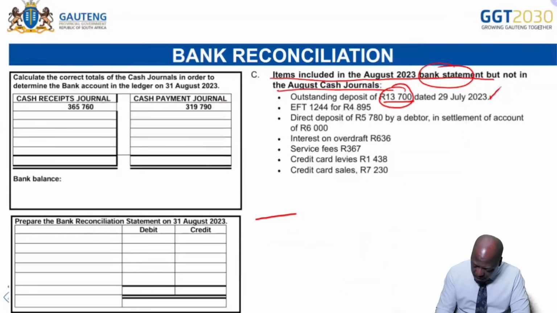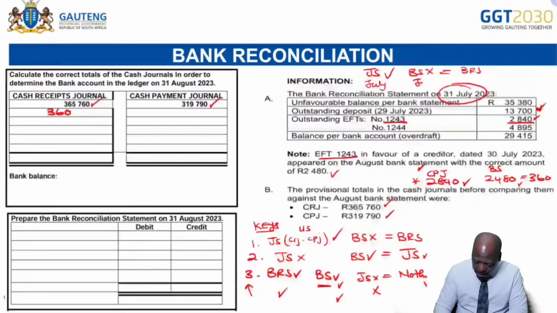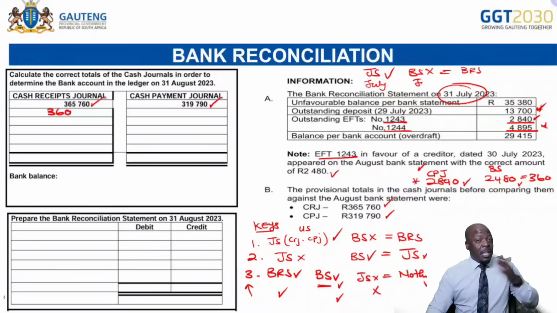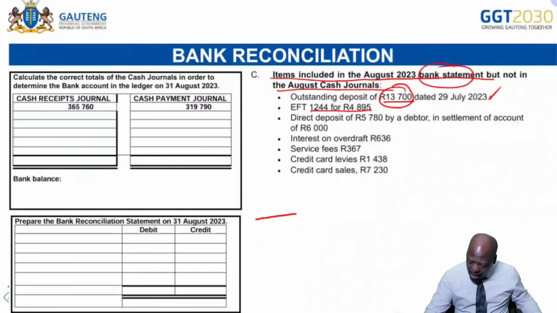The next one is EFT 1244444895. Let's see if we have that again. Here is that EFT 1244444895. So that EFT was in the previous BRS. So now we're told it has appeared on the bank statement. We simply tick it and say we have found it.